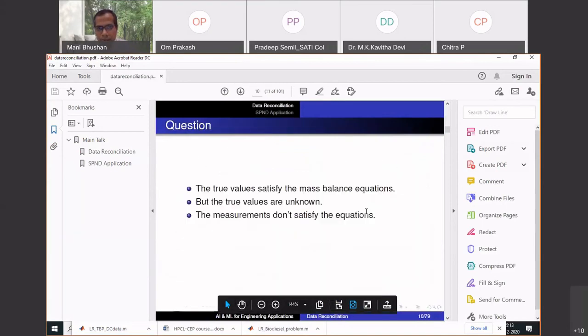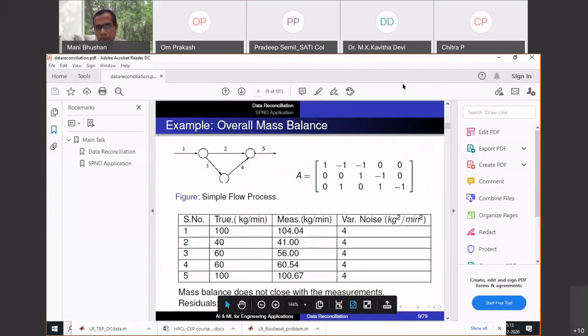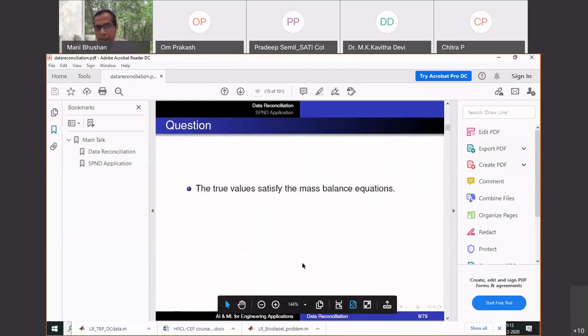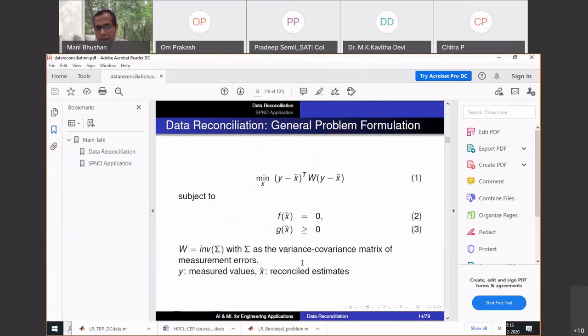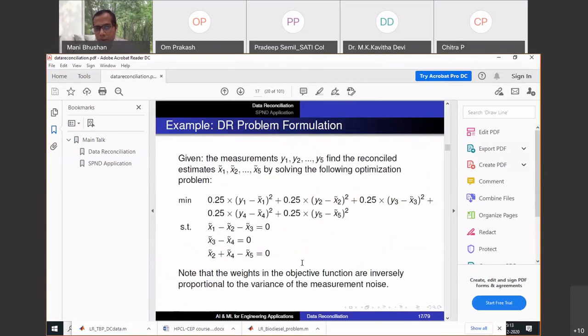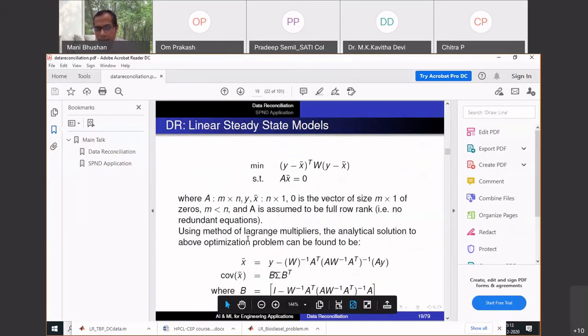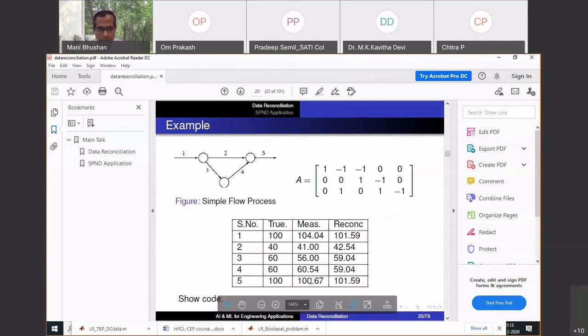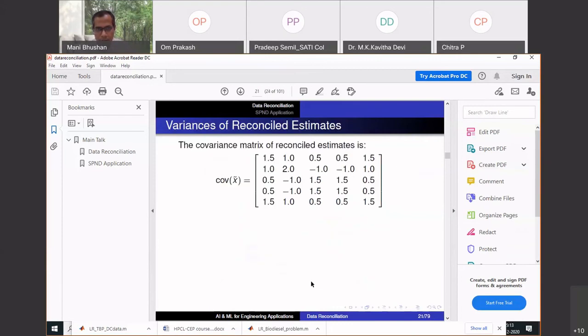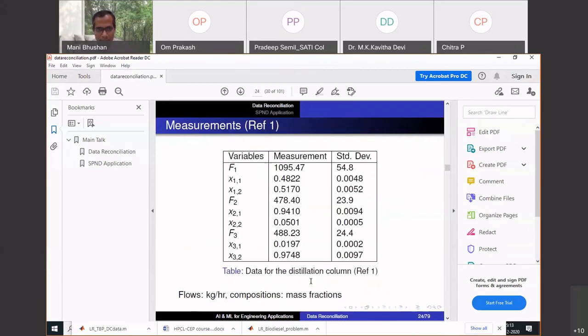Recall we had this flow problem, and we had these measurements and we wanted to reconcile them. I have simply written a code. We actually got the analytical solution for this flow problem, getting these x tildes, and we had an analytical solution for x tilde and the corresponding covariance matrix. So that is one code. Maybe I'll skip that. I'll go to the gross error one, which is probably more interesting.